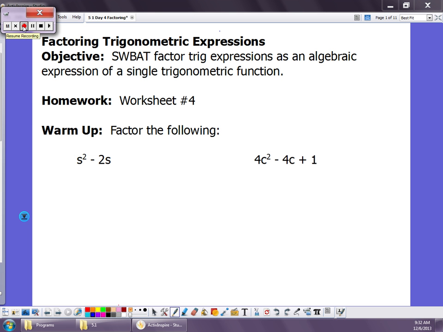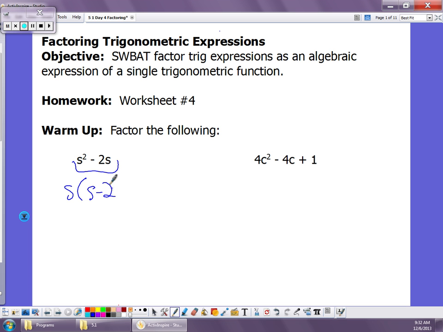So first, how would you factor this? What could you take out? S. So you'd be left with what? Right, S minus 2. If you wanted to solve, you would just set those both equal to 0. You would get S equals 0 and S equals 2. Okay? What about here?